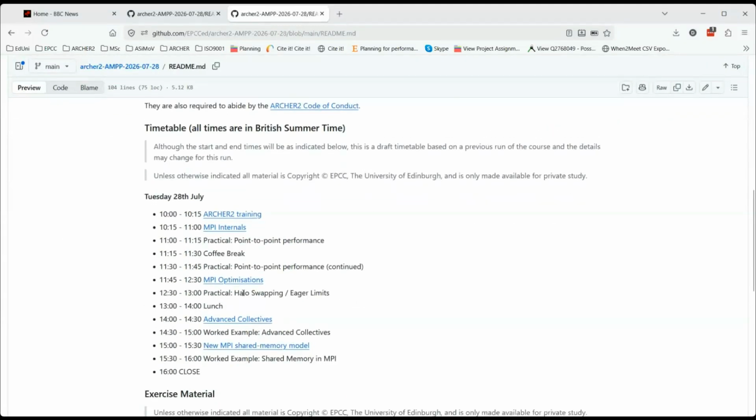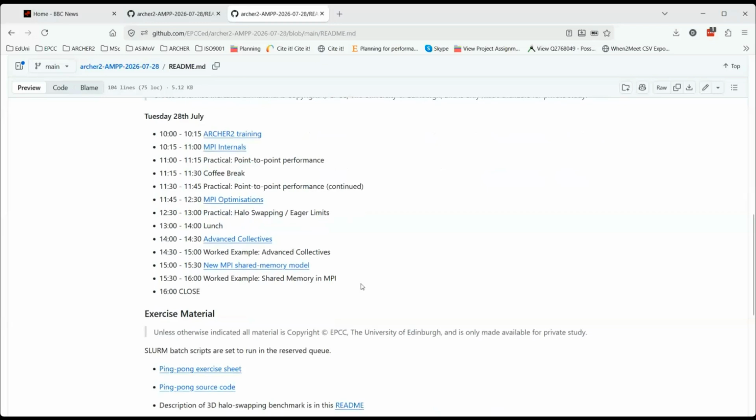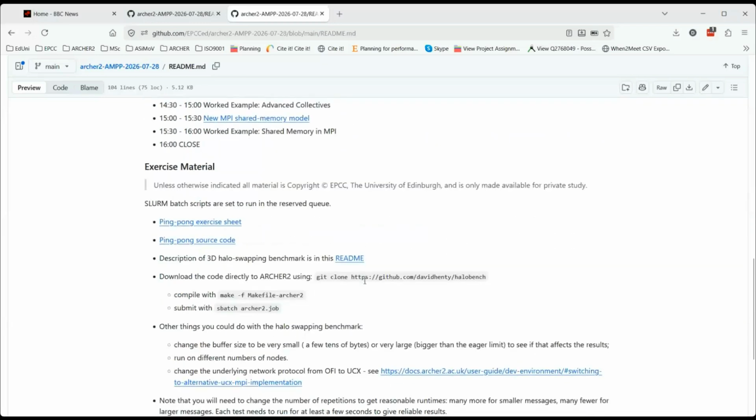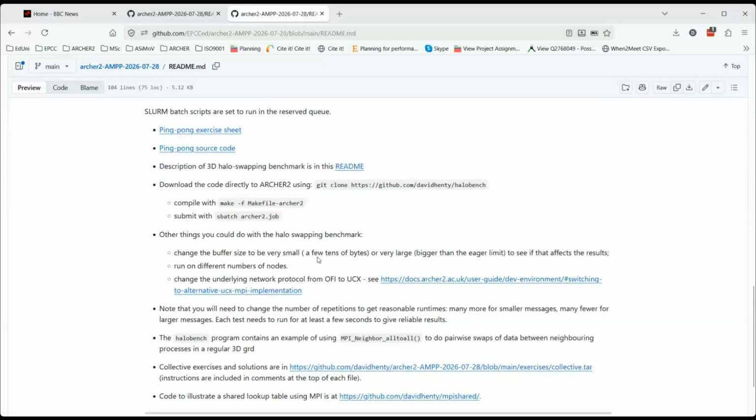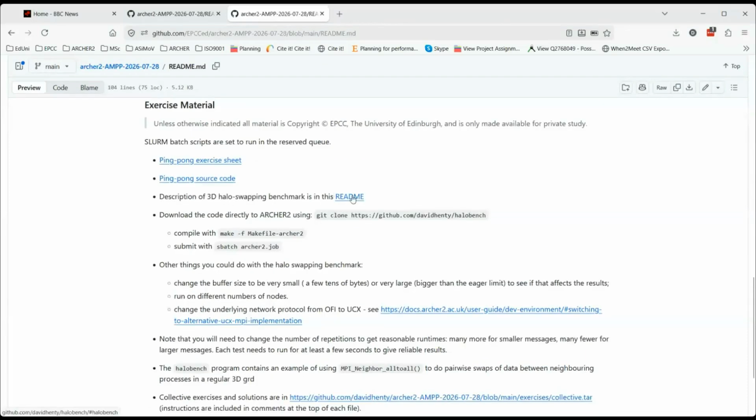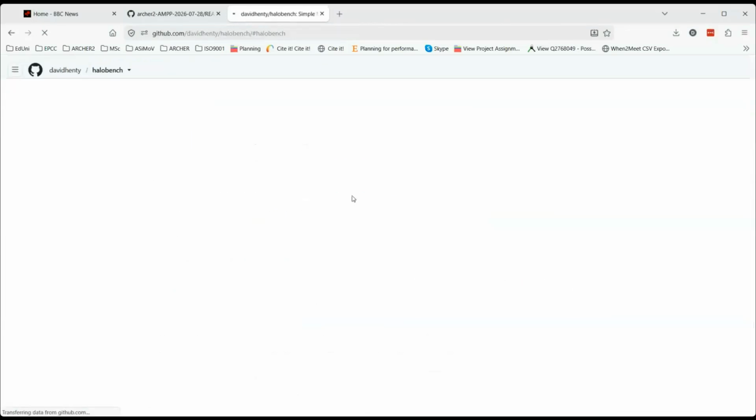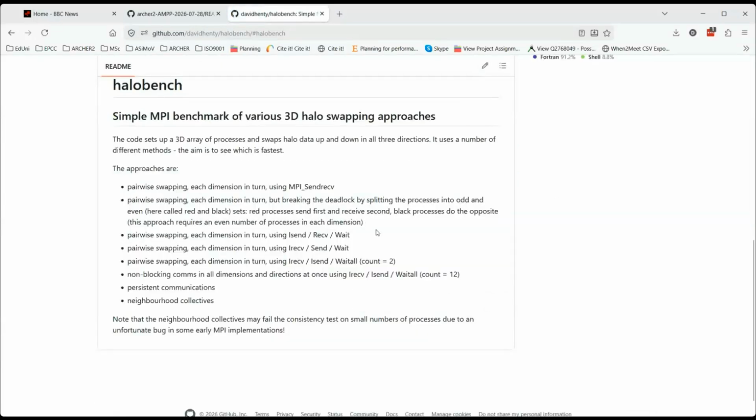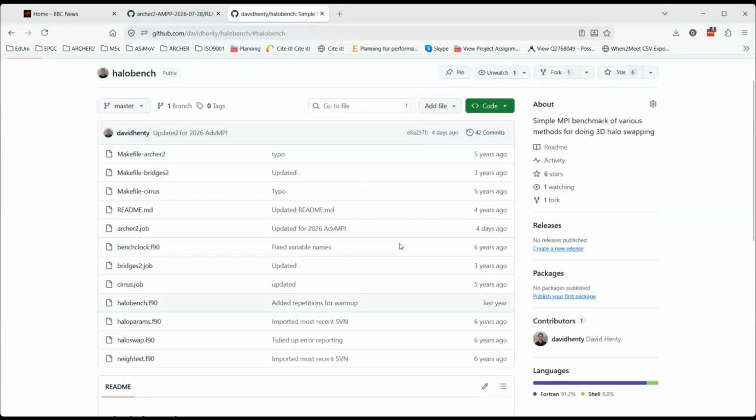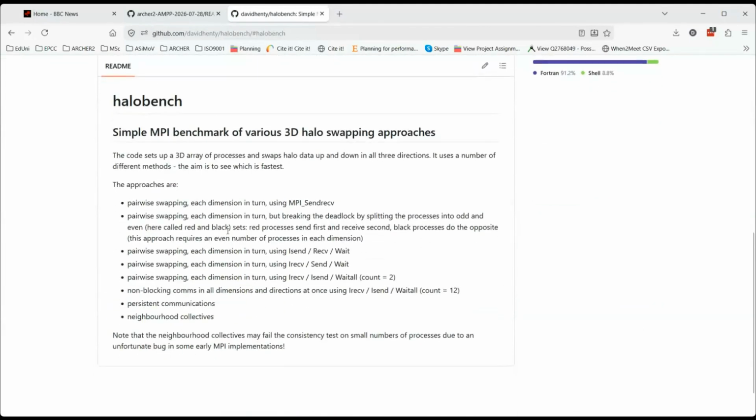So the way I've done it now is that we're going to do the practical before lunch. So the idea now is to do the halo swapping practical. If you look at it, the 3D halo swapping benchmark is something which I have put up on GitHub.